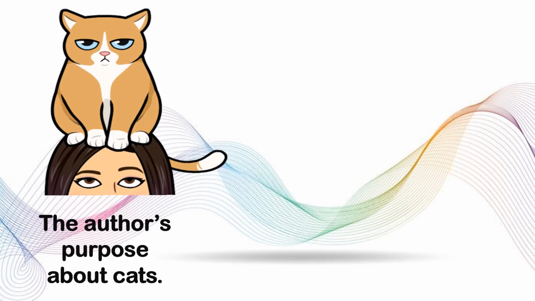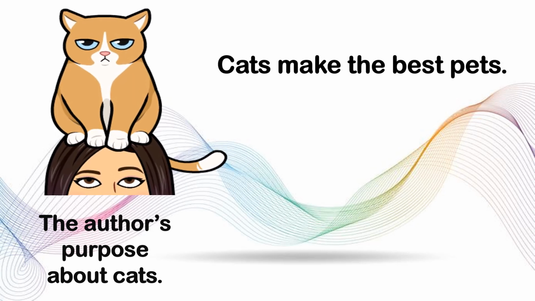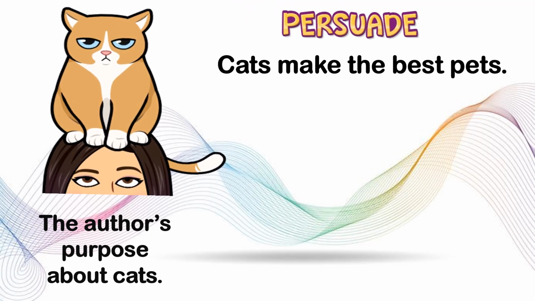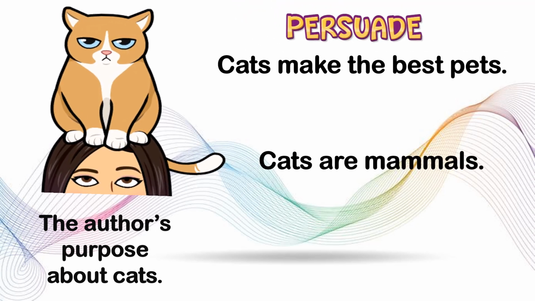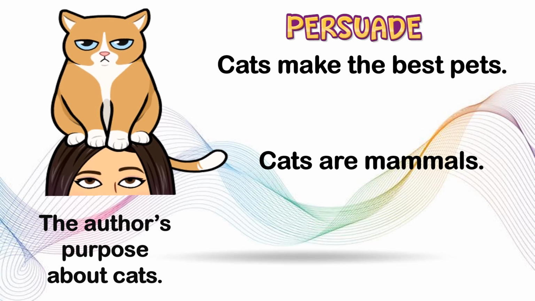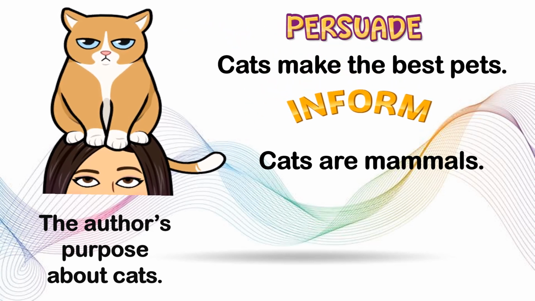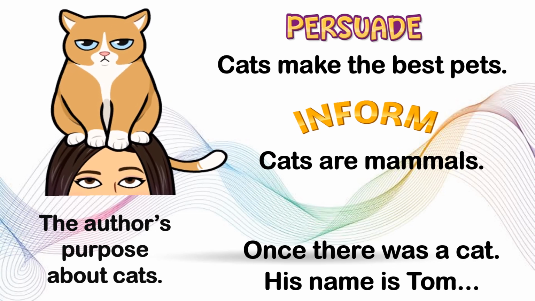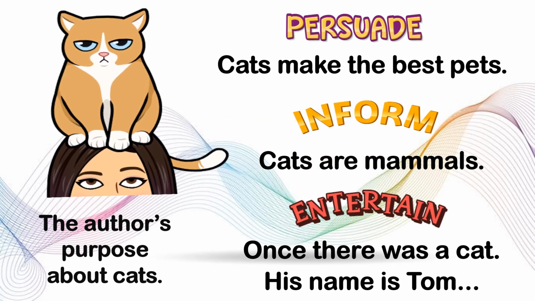Let's have this example. The author's purpose about cats. Cats make the best pets. The purpose of the author here is to persuade. Cats are mammals. The author's purpose here is to give us information. Therefore, to inform. Once there was a cat. His name is Tom. The purpose of the author here is to entertain.